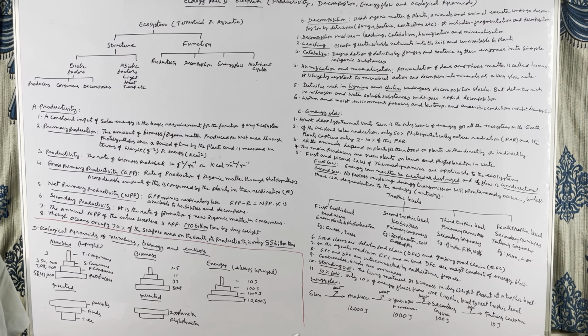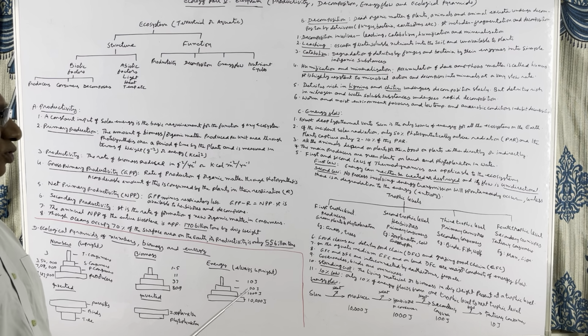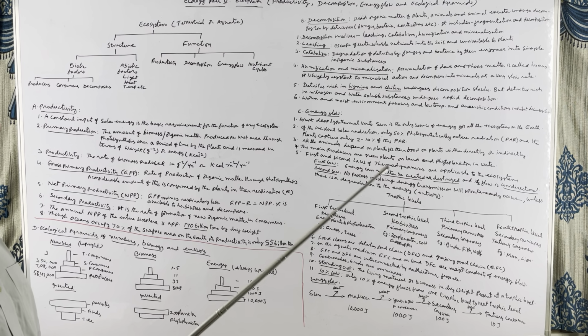Energy, after running through the entire ecosystem, is lost to nature. It is not recovered. So, energy flow in the ecosystem is unidirectional. It enters the ecosystem through producers and it escapes at every trophic level into the environment.